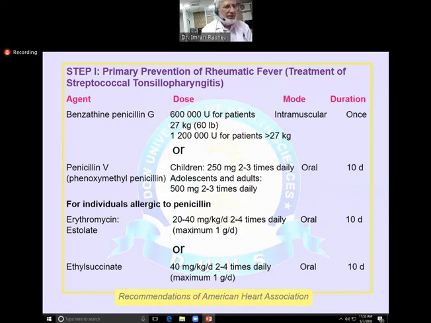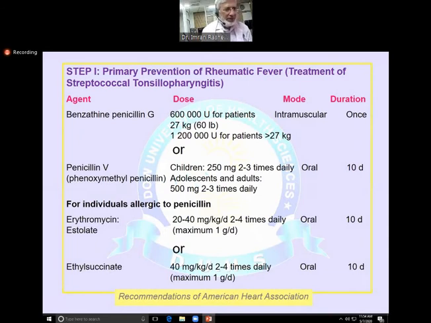Now, step one is the primary prevention of rheumatic fever, in which you treat the streptococcal tonsillopharyngitis. The drug that you use is benzathine penicillin G. It's 600,000 units intramuscularly, given once to a child whose weight is up to 27 kg. If the weight of the child is more than 27 kg, that child requires 12 lakh international units of benzathine penicillin G intramuscularly, and it's a single injection that will treat the streptococcal tonsillopharyngitis.